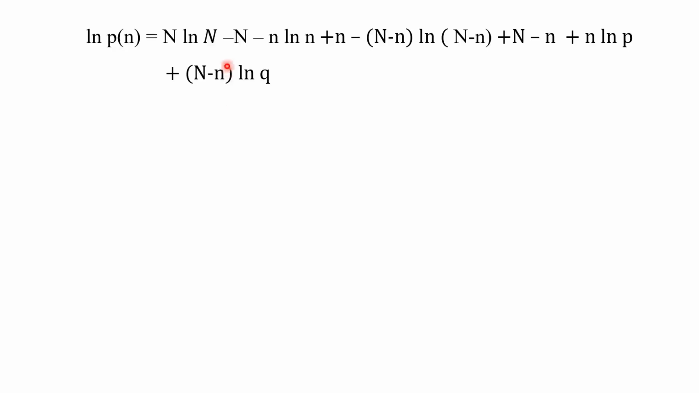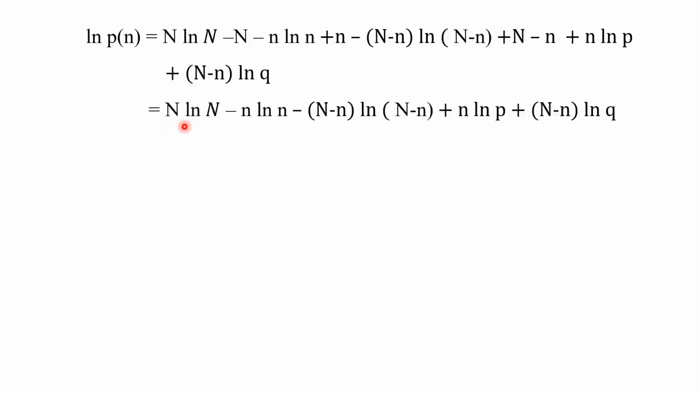Here the minus capital N and plus capital N cancel, and the small n and minus small n also cancel. We have this written as capital N ln capital N minus small n ln small n minus (capital N minus small n) ln (capital N minus small n) plus small n ln p plus (capital N minus small n) ln q. We differentiate this with respect to n.